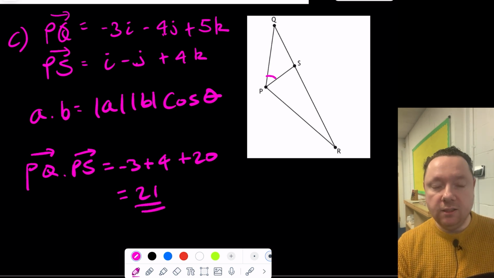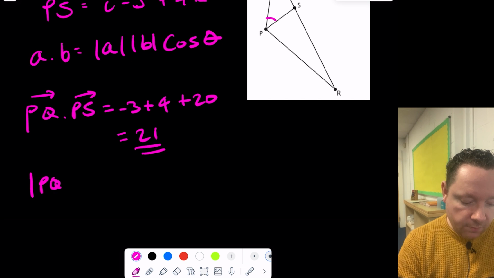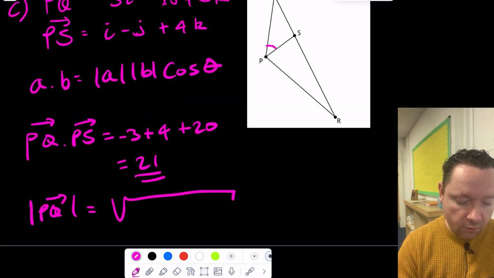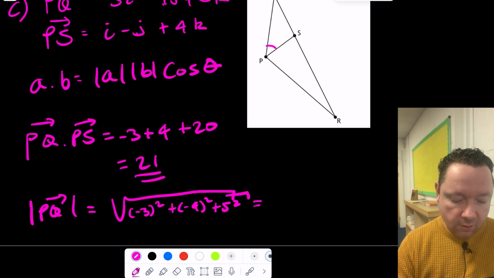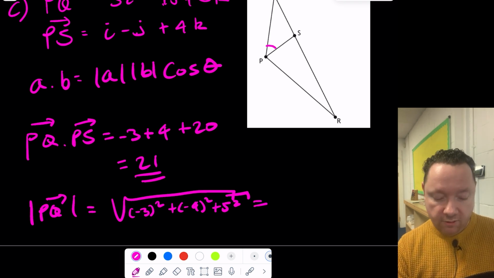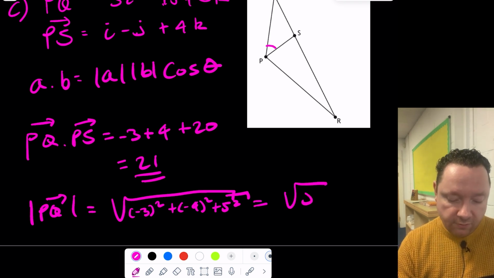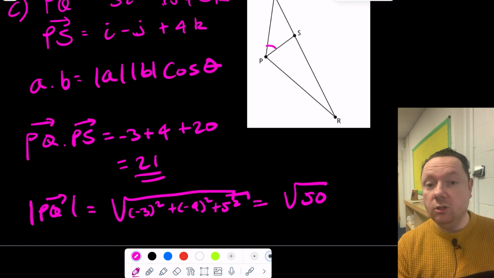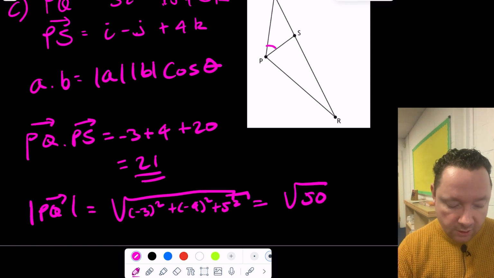So now we need the size of PQ and the size of PS. Size of PQ, remember that's just like Pythagoras, so it's just the square root of minus 3 squared plus minus 4 squared plus 5 squared. Well, that's 9 plus 16 is 25, plus 25 is 50, so root 50. No need to simplify, because you're just going to use it in the formula. Only simplify at the end if you have to.